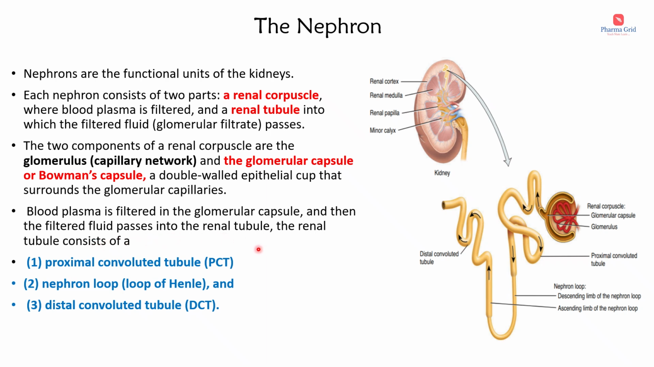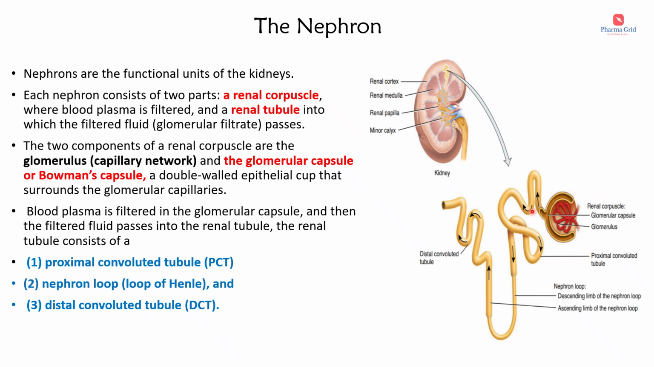The renal tubule consists of three parts, that is the proximal convoluted tubule, that is PCT, nephron loop or loop of Henle, and distal convoluted tubule, that is DCT. So this is the structure of a nephron. The nephron consists of two important parts, that is the renal corpuscle where the blood plasma is filtered, and the renal tubule. It is a tubule through which the filtered fluid passes.